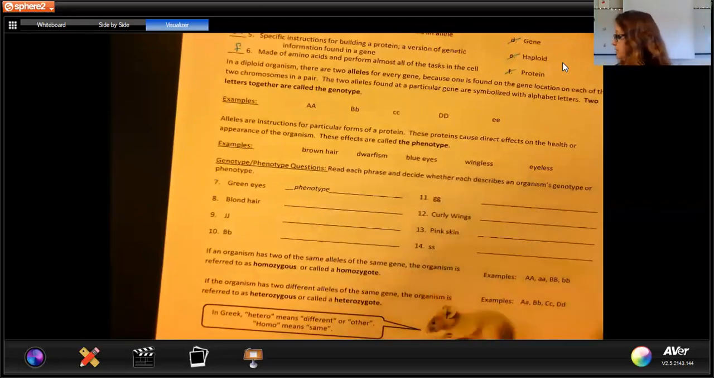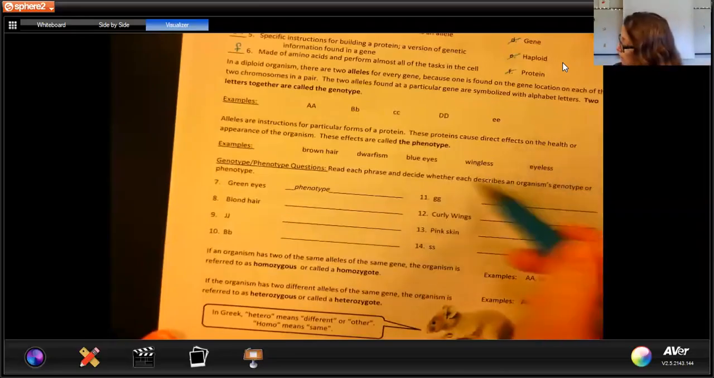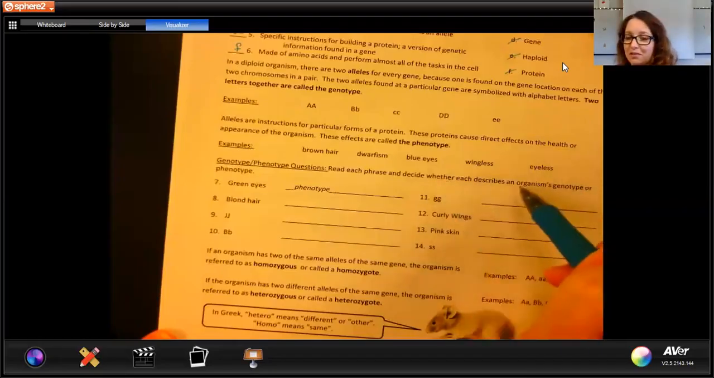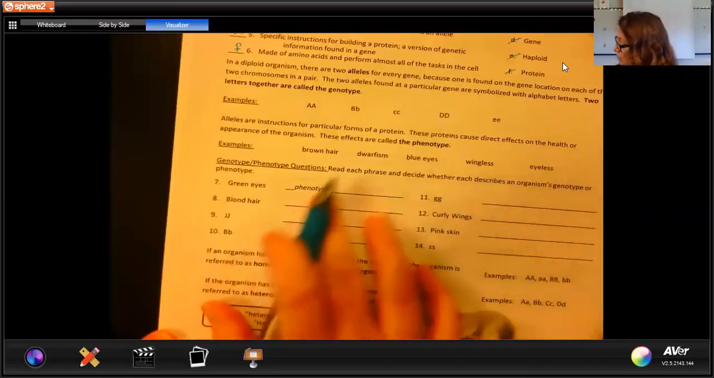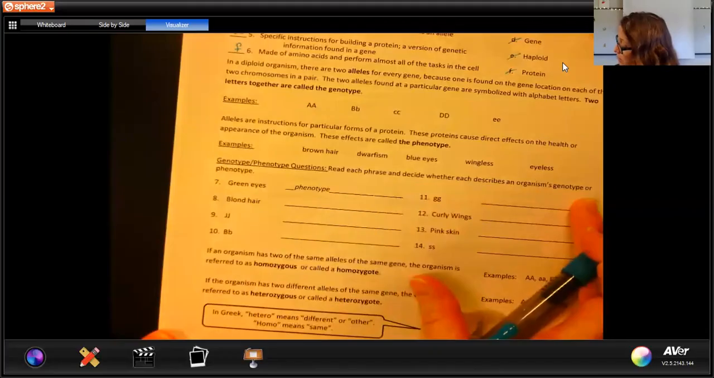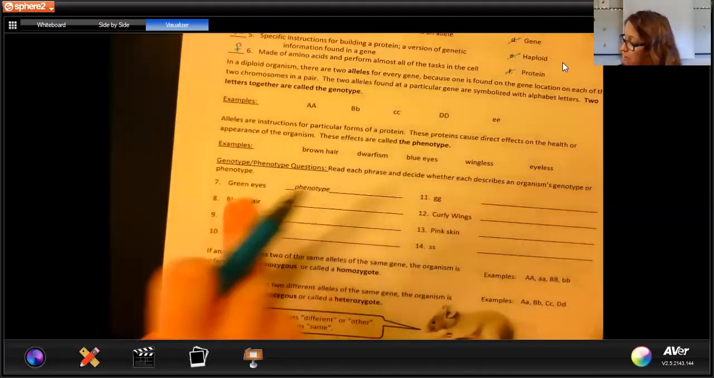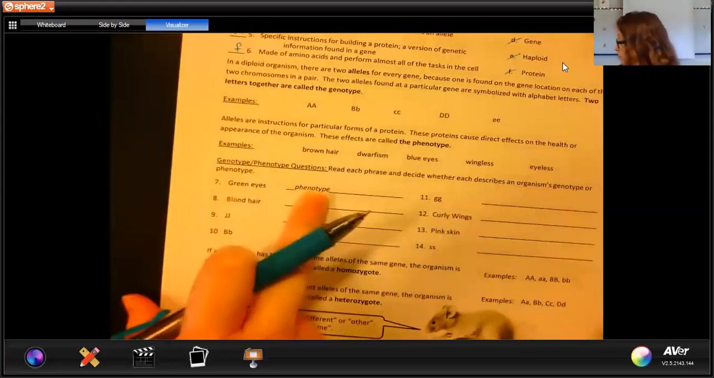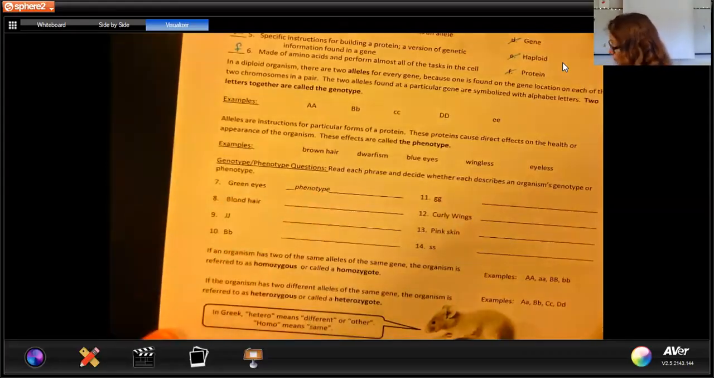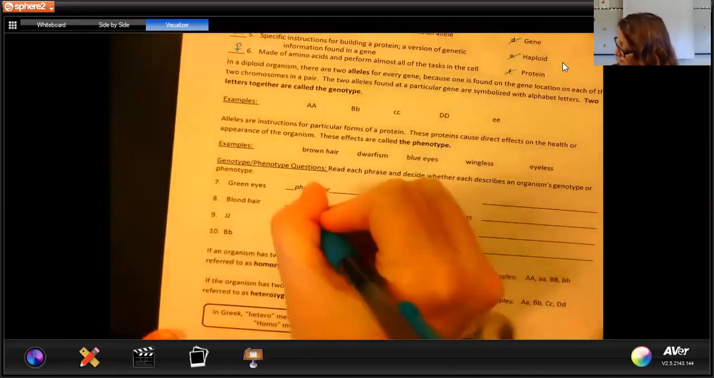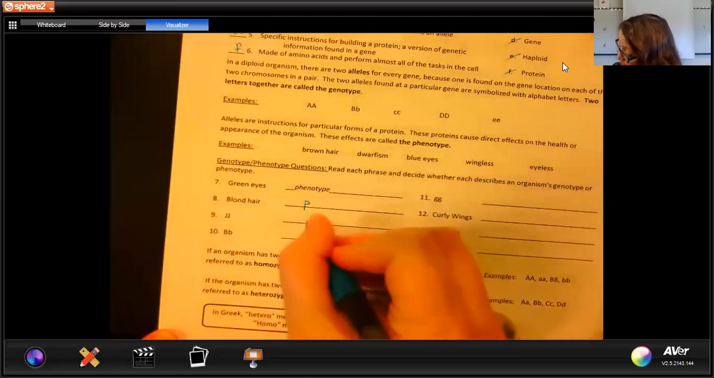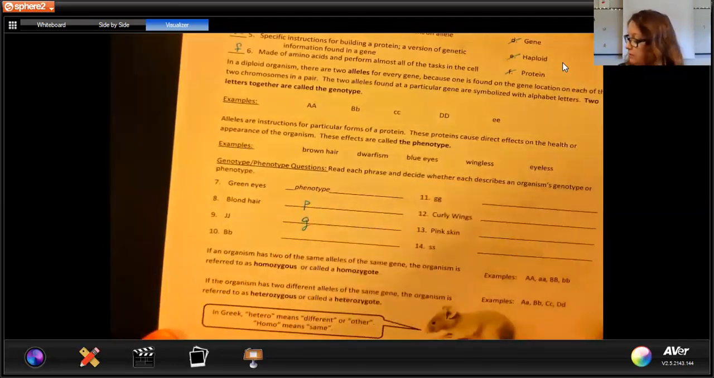Those are all phenotypes. If you have wings, which we don't. Whether you have wings or not, and whether you have eyes or not. So those have to deal with fruit flies, by the way. That would be a little weird. So read each phrase and decide whether it describes an organism's genotype or phenotype. So green eyes, is that a genotype or a phenotype? Well, it already says it. It's a phenotype. Blonde hair is a phenotype. You can just put P. JJ, that is a genotype, and go on from there, please.